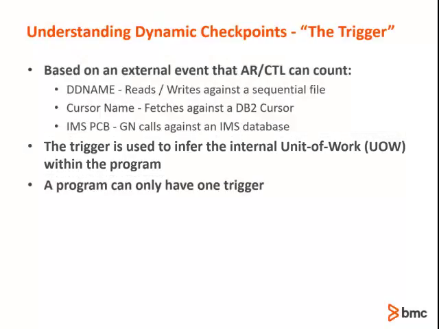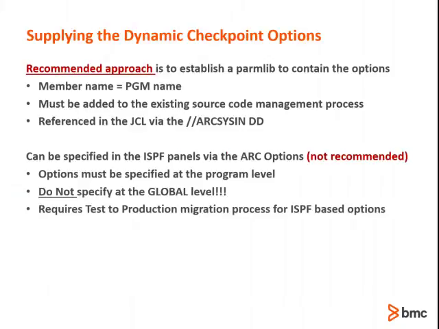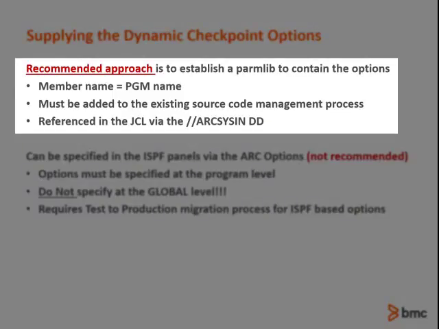Now, let's look at how we implement dynamic checkpointing. The dynamic checkpoint set of options can be thought of as externalized program code. They should never be specified at the system or global level. Typically, the options will reside in an ARC-related parmlib where the member name will be the actual program name. The member will be referenced in the JCL using the ARC SYSIN.